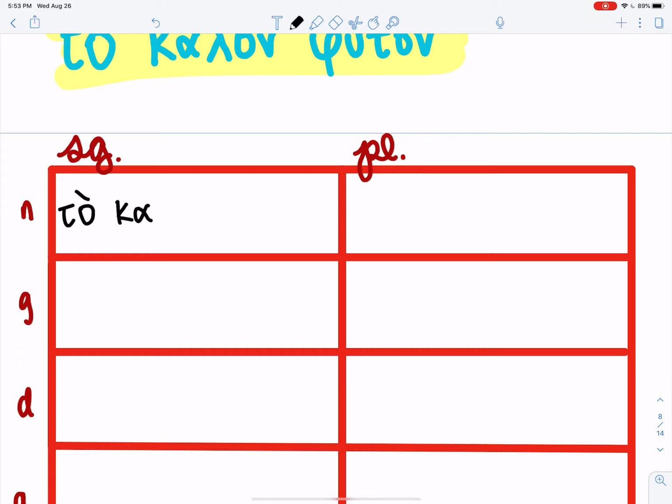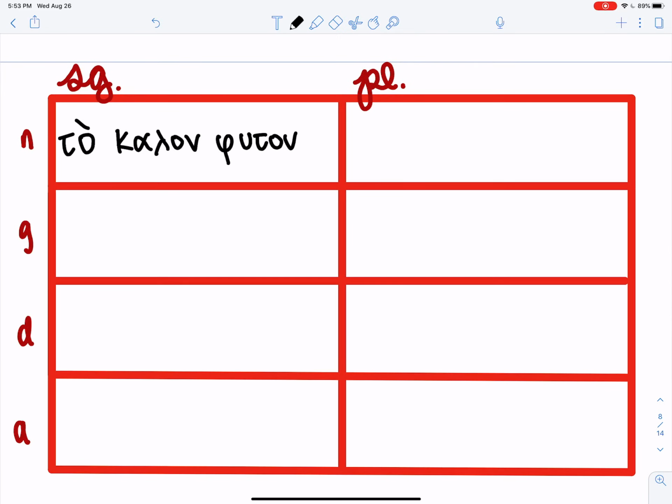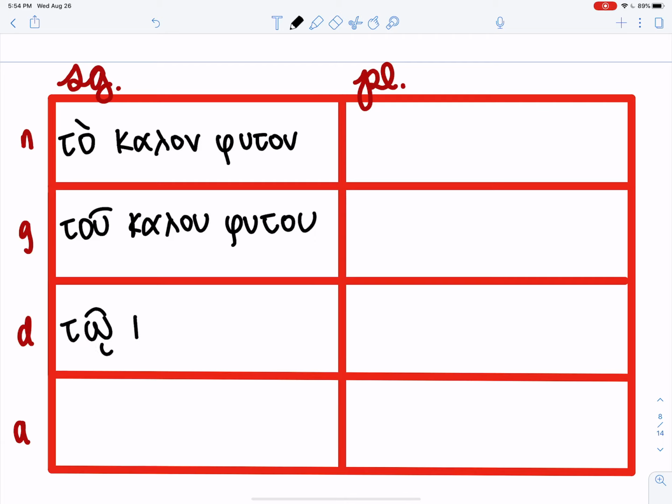Ta kalon futon. And like I've said now a couple times, we are not worrying about adjective and noun accents anymore. All you really need to worry about for this course is the definite article accents and verb accents, and other little things, conjunctions, prepositions, whatever it may be. If those have accents, you should learn those too, but don't worry about nouns and adjectives. Then genitive, tu kalu futu. Dative, to kalo futo.